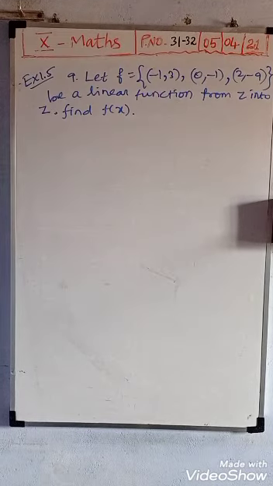Next, see the 9th question. Let f be {(-1, 3), (0, -1), (2, -9)}, a linear function from Z to Z, that means integers to integers. Then find f of x. So the function f of x we want to find, the linear function. For that, you see the solution. Already we know the linear function.